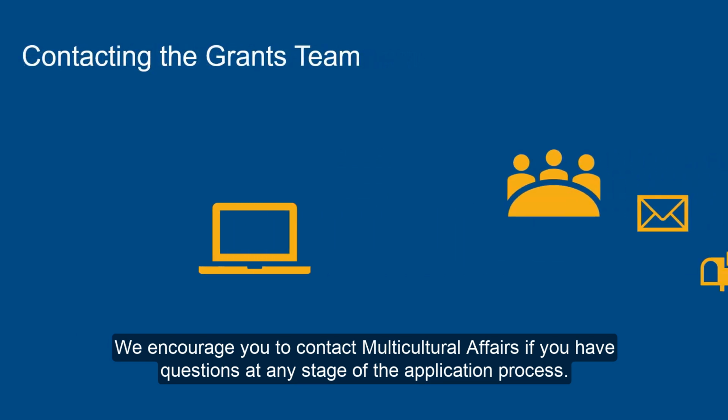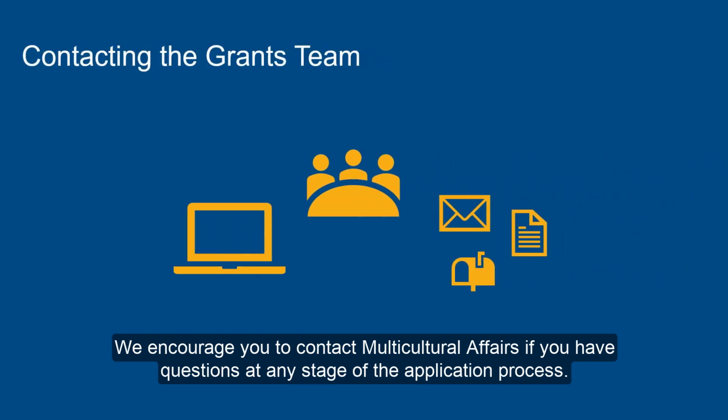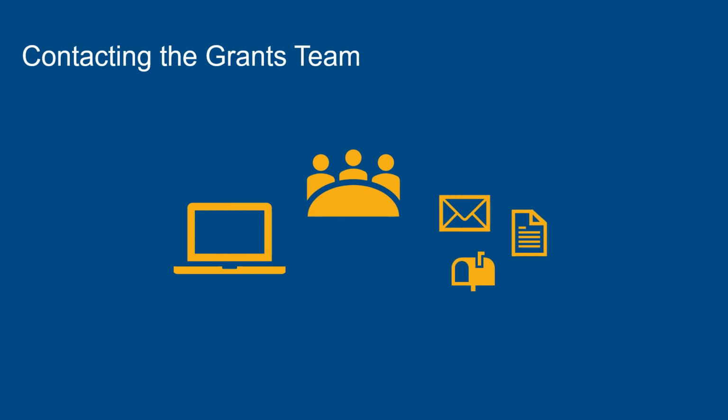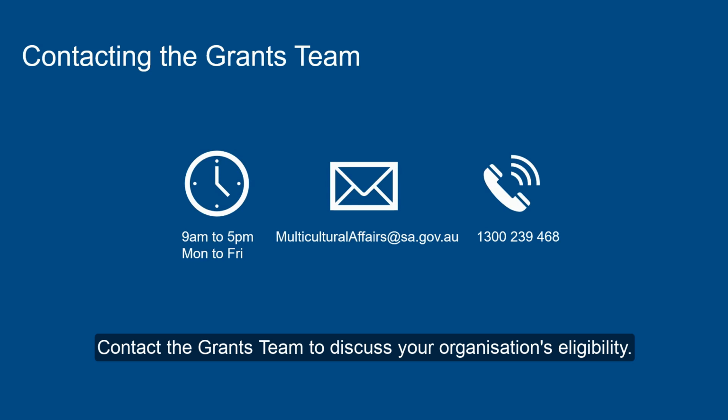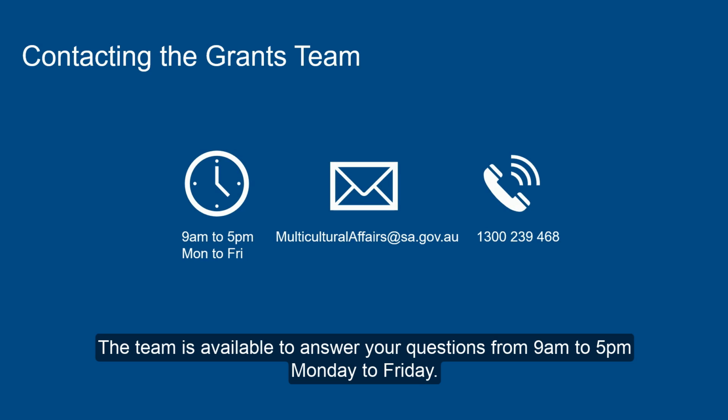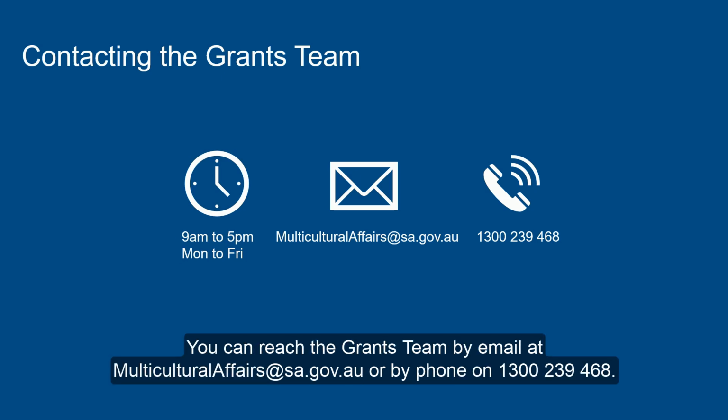We encourage you to contact Multicultural Affairs if you have questions at any stage of the application process. Contact the grants team to discuss your organization's eligibility. The team is available to answer your questions from 9 a.m. to 5 p.m. Monday to Friday. You can reach the grants team by email at multiculturalaffairs@sa.gov.au or by phone on 1300 239 468.